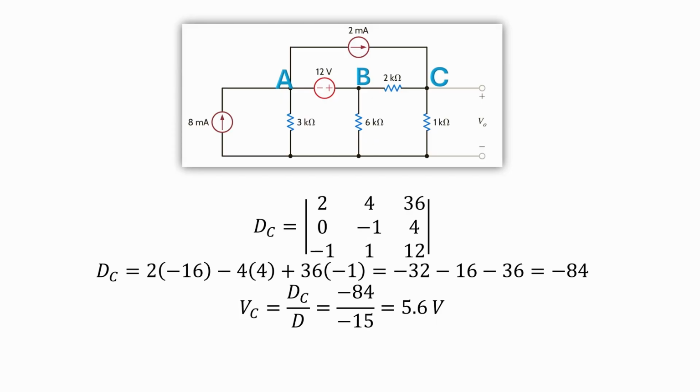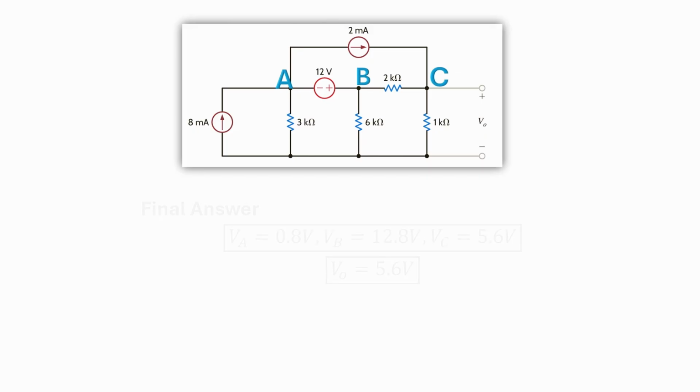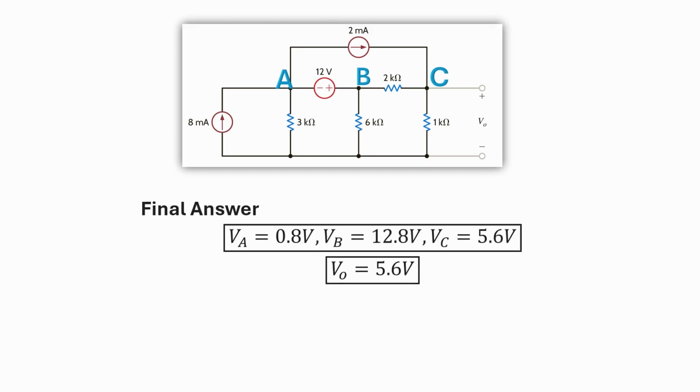To wrap everything up, let's look at our final result. And here is the moment of truth we've been working toward. Since our output voltage is measured at node C relative to the ground at the bottom, the final answer is 5.6 volts. And just like that, by using the supernode technique to simplify the center of the circuit, we have successfully analyzed the entire system with total confidence.